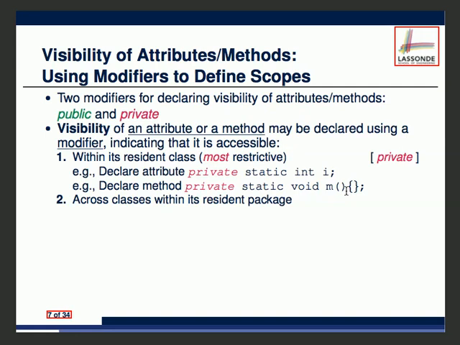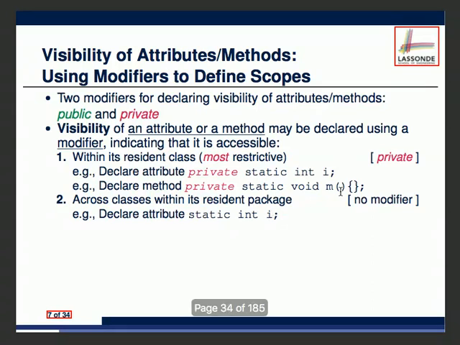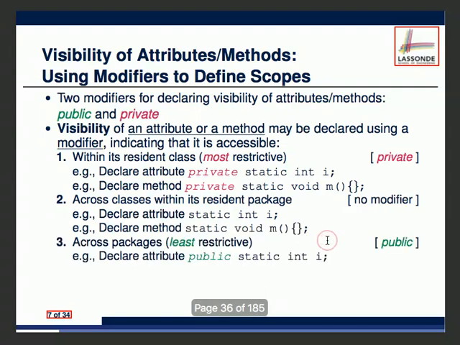What about the next level? This option here is no modifier. When you say no modifier, it's consistent with how we talk about the visibility of classes. When there's no modifier for the attributes or methods, that means they are accessible within the resident package. Any class, as long as they're in the same package, can access these attributes or methods. If you go outside the package, you cannot. So, for example, you might just say static integer i. You can see no private, no public. Also, you can declare methods without any modifier.